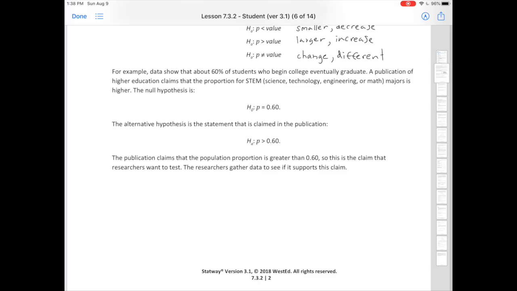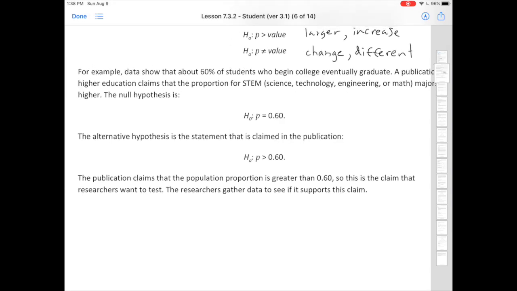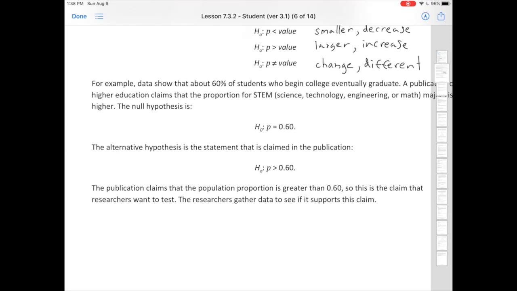So the null hypothesis then would be P equals 0.60, right? Because we're assuming that the rate for STEM students hasn't changed. That's always the null. And then the alternative hypothesis is the statement that you think it's gotten larger for STEM students, right? So that's P is greater than 0.60. So that would be an example.